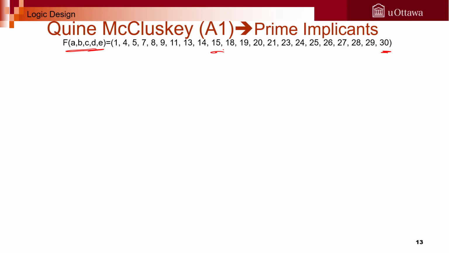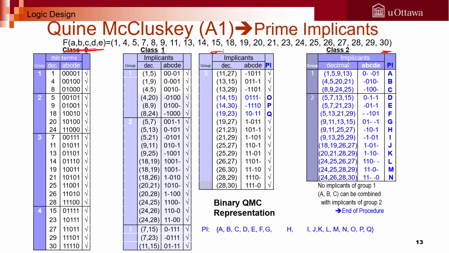First, I'm going to construct my table based on the groups by the number of ones in the binary notation of the minterms. After that, I have to find all the adjacent pairs and group them together. This is at class one. Then I can take it a step further and group more.